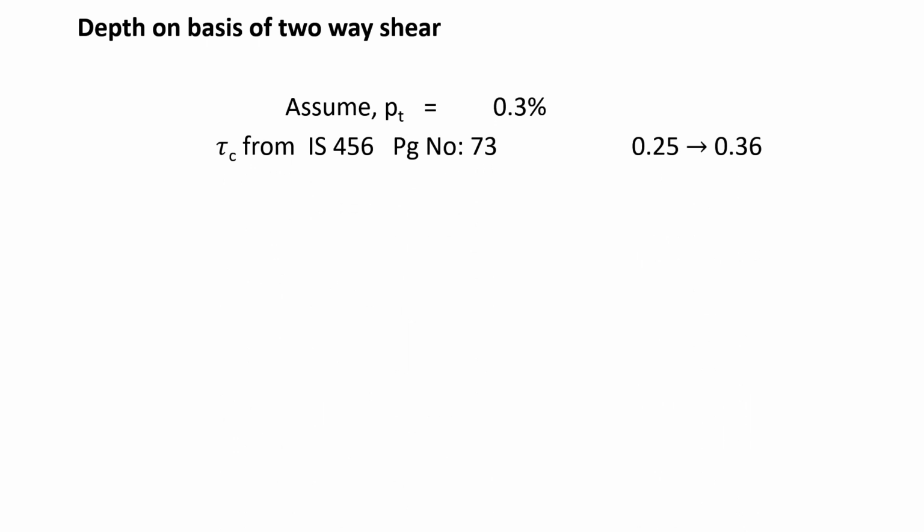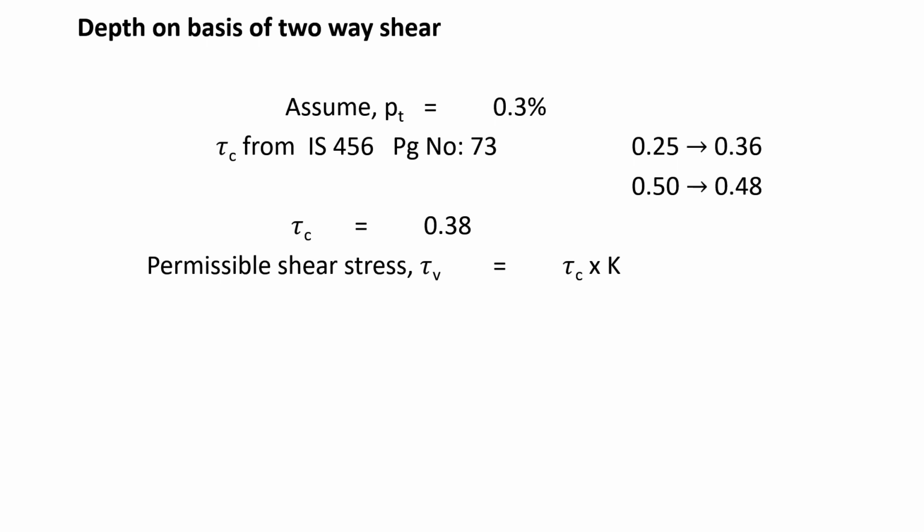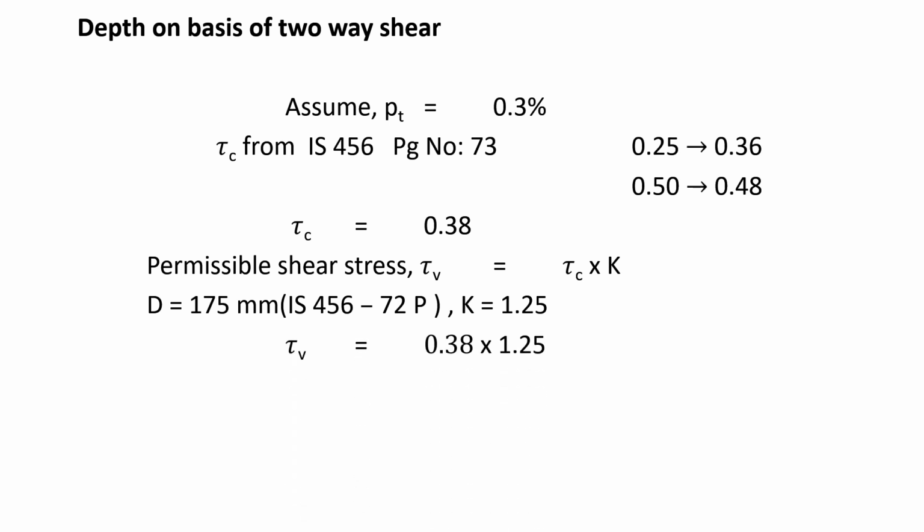And check depth on the basis of two-way shear. In square footing, the two-way shear will occur. So take the percentage of steel reinforcement as 0.3 percent. From IS 456 page number 73, we go through the code book and get the tau c value. So tau c value is equal to 0.38, and the permissible stress value is taken from tau c into k. The k value is taken from the code book. For overall depth 175 mm, the k value is 1.25, and tau c is equal to 0.38 into 1.25, that is 0.475 Newton per mm square.